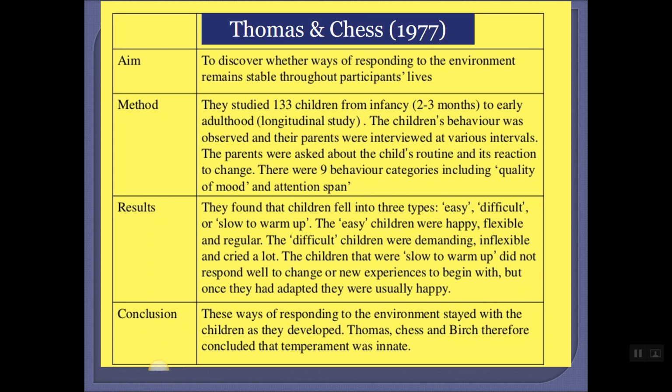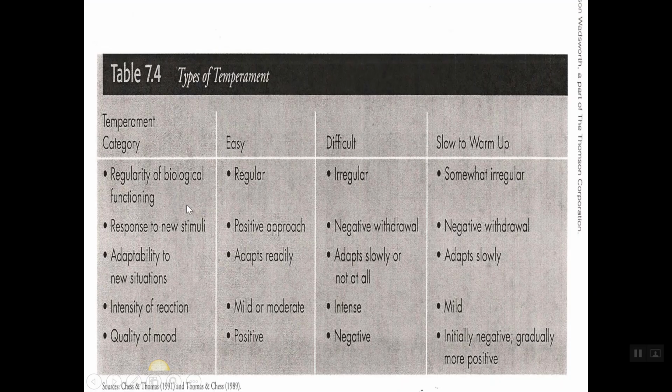So they studied 133 children, again, from infancy all the way to adulthood. And again, the categories ended up being easy, difficult, and slow to warm up. Now, here's the breakdown of how they got into those categories. They looked at their biological functioning. How was their sleeping, their eating patterns, their motor development?